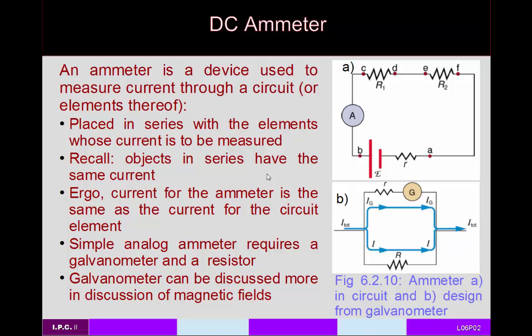The ammeter, on the other hand, measures the current through a circuit or through the elements of a circuit. We represent it with a little A inside of a circle.